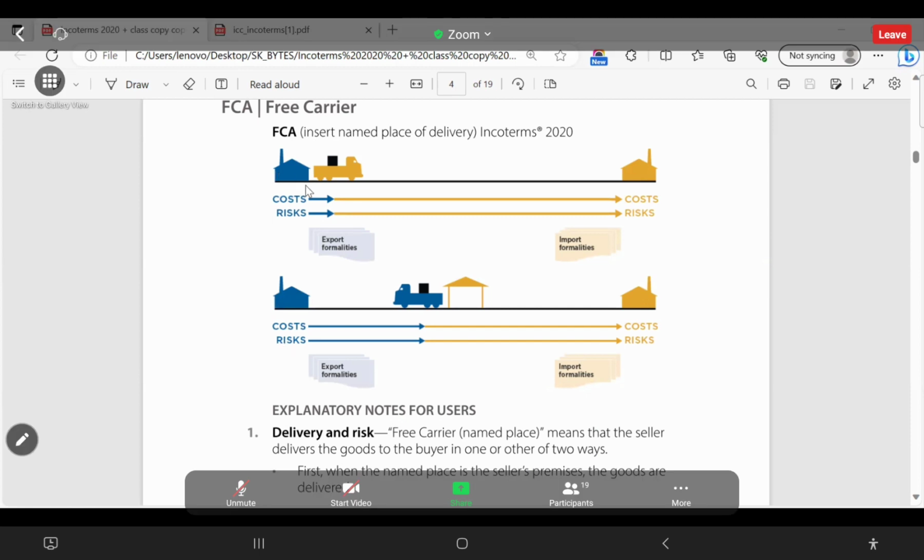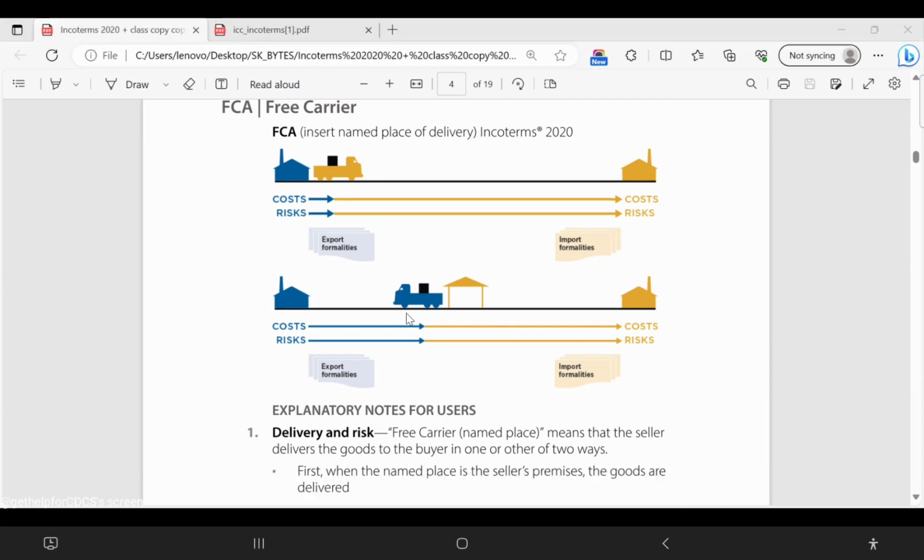So for free carrier, there could be two places of delivery. One could be the seller's place, or it could be the forwarder's place in the exporter's country. If it is the seller's warehouse, all the exporter has to do is load onto the collecting means of vehicle. If it is the second place, then the buyer has to make the carriage arrangement from this place until the place nominated by the importer. Other things remain the same: export formalities by the exporter, import formalities by the importer.